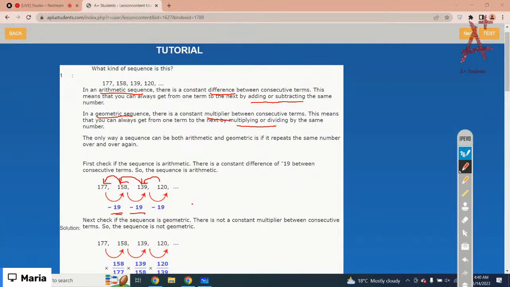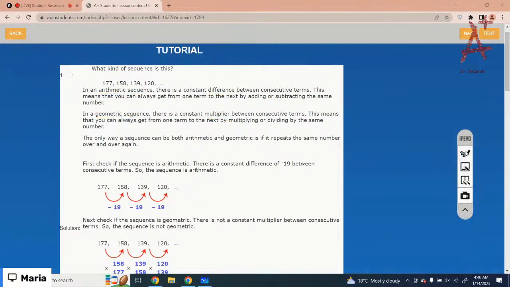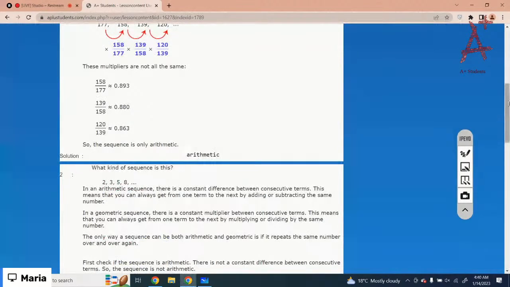Okay, you will always check for the geometric one. Just divide the second by the first one. Got it?